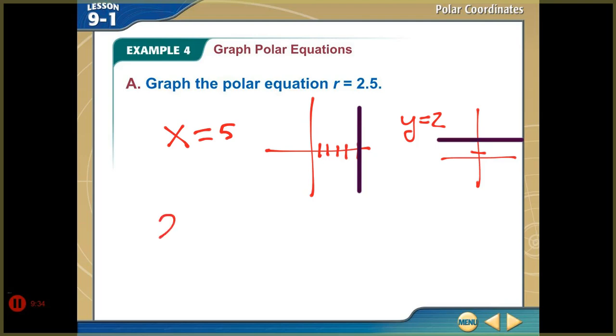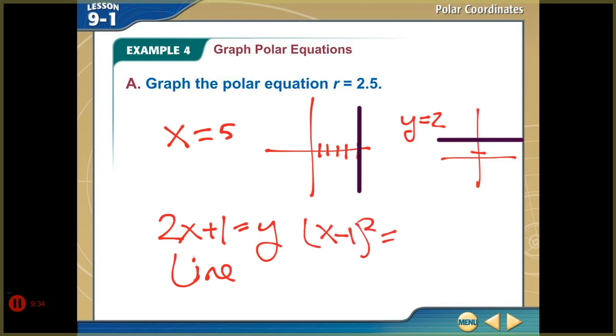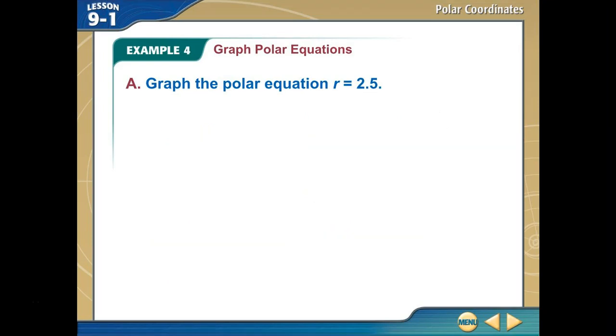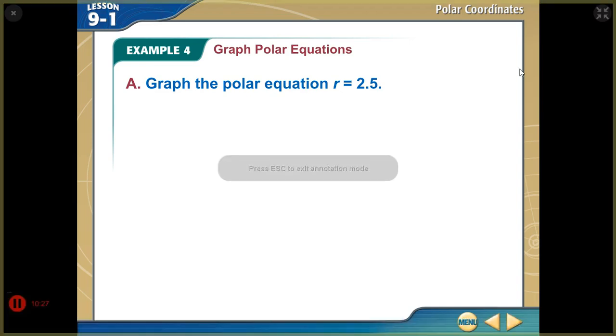If I was to do 2x plus 1 equals y, that's going to be a line. We've looked at x minus 1 squared equals y. That's a parabola. There are all the different ways that we've looked at the shapes that we can have with x and y. So we're going to have the same idea here with our polar coordinates, but it's going to behave a little bit differently. So when we look at r equals 2.5, r is a distance.